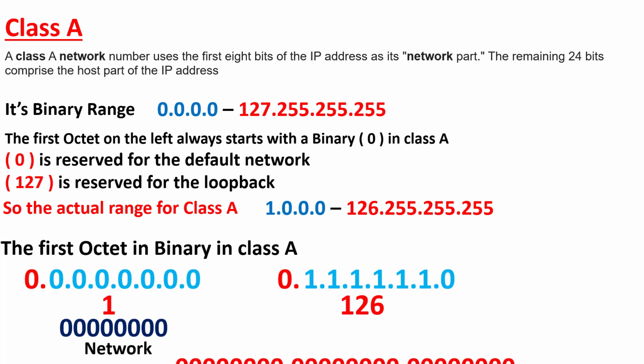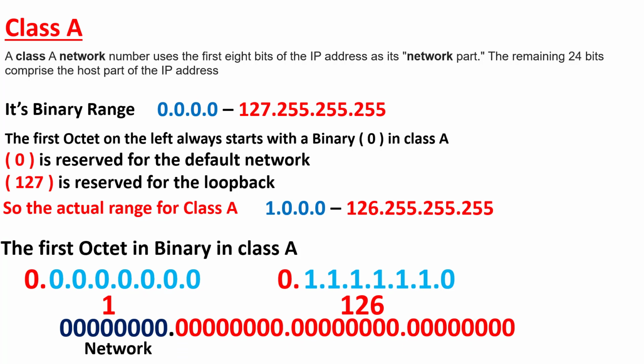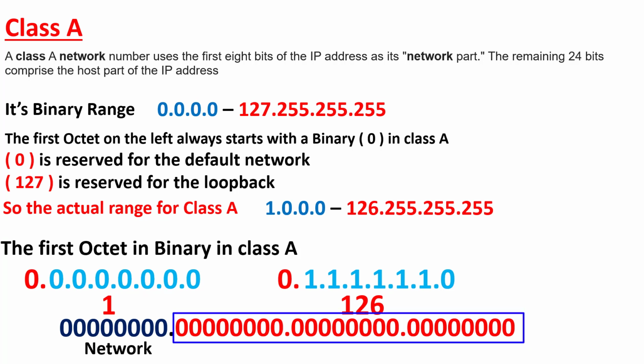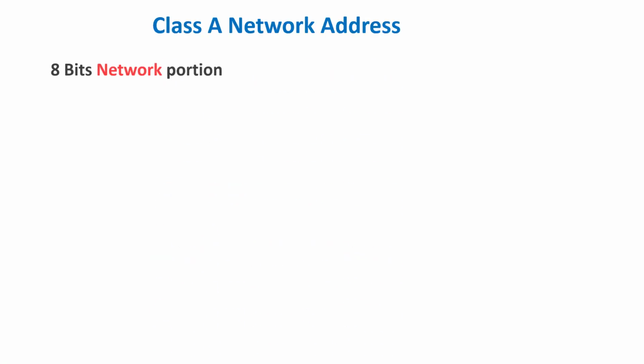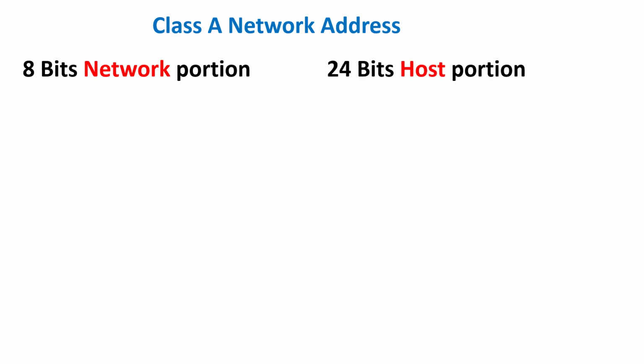And here the first octet on the left is the network portion, and the remaining 24 bits on the right are the host portion. Now, for a Class A network address, as we said, it is 8 bits for the network portion and 24 bits for the host portion.